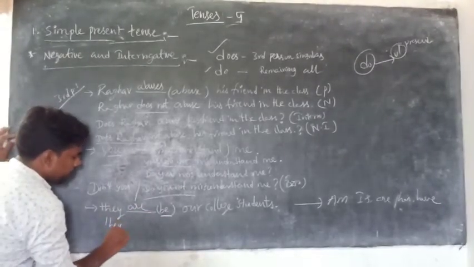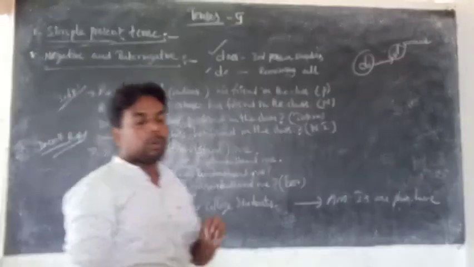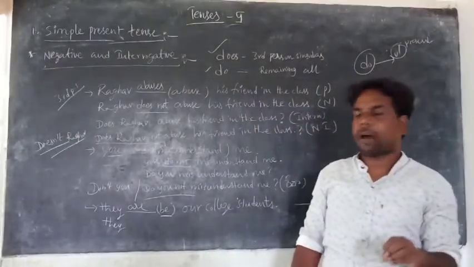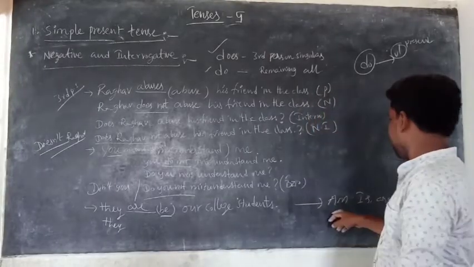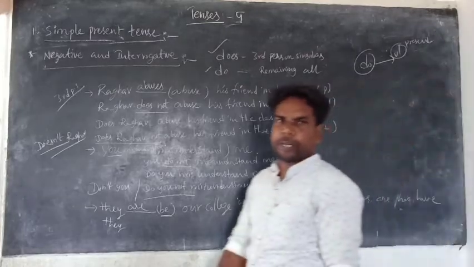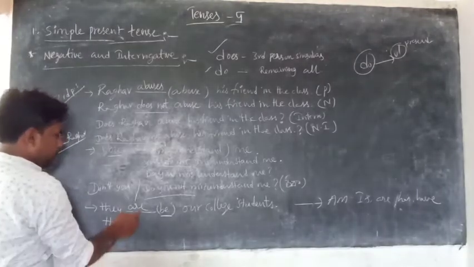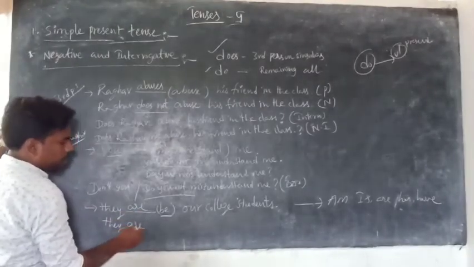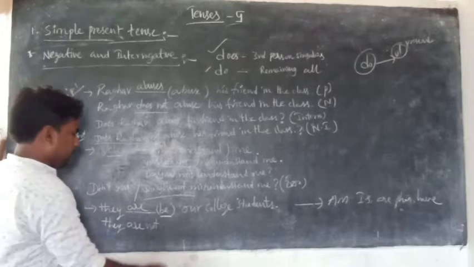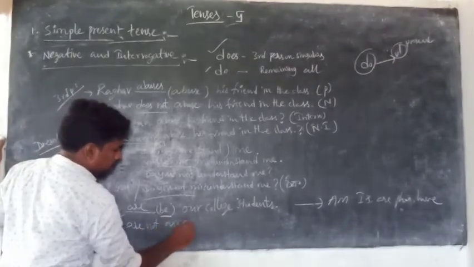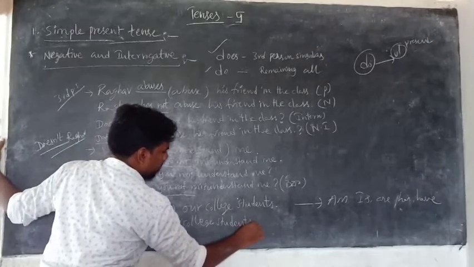Negative. There is a be form, so don't write do here. Do is used when there is no be form. When there is no be form, we have to use do or does in simple present tense. When there are be forms in the sentence, we have to use the be forms to make negative, interrogative and negative interrogative. So you have to use the same be form, but to make negative you have to use the negative form not. They are not our college students.